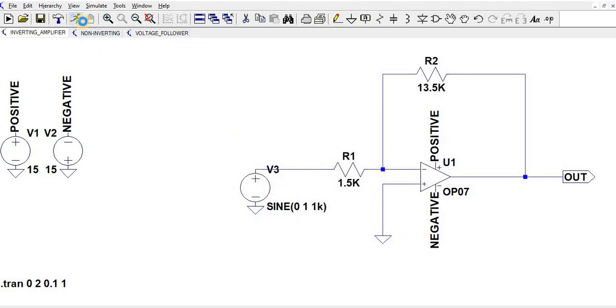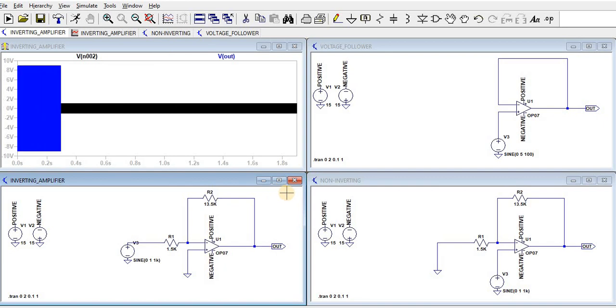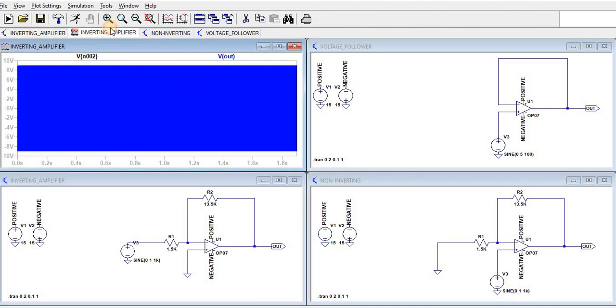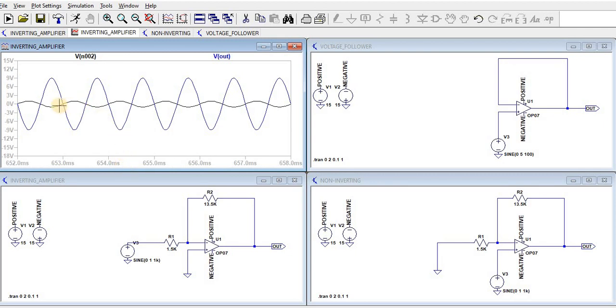Now let me simulate this for inverting. This is the input and this is the output. Let me zoom this. You can see here the input is the black one and the output is the blue one. The input is very small and the output is greatly amplified, and we can see the output gets inverted. This is called an inverting amplifier.